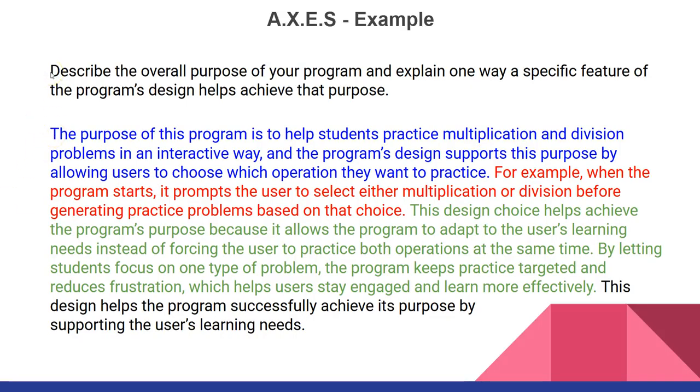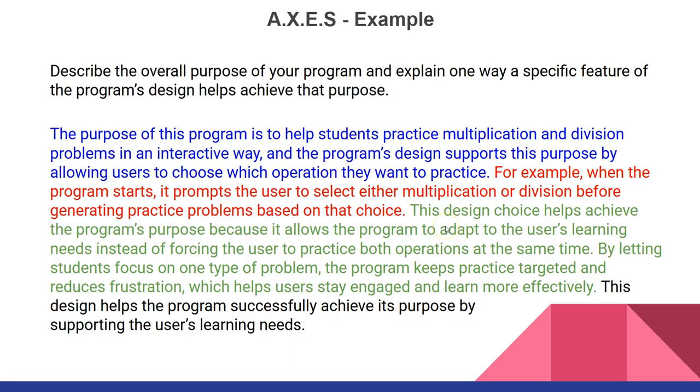The question posed to the student was to describe the overall purpose of their program. So this is regarding their code, and explain one way a specific feature of the program's design helps achieve the purpose. So this in blue, this is their assertion, right? The purpose of this program is to help students practice multiplication and division problems in an interactive way, and the program's design supports this purpose by allowing users to choose which operation they want to practice. That is my assertion, that is my claim. And then I give the example. For example, when the program starts, it prompts the user to select either multiplication or division before generating practice problems based on that choice. So that is my example that I'm going to use to prove my assertion.